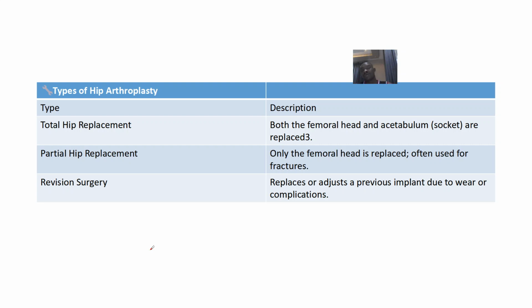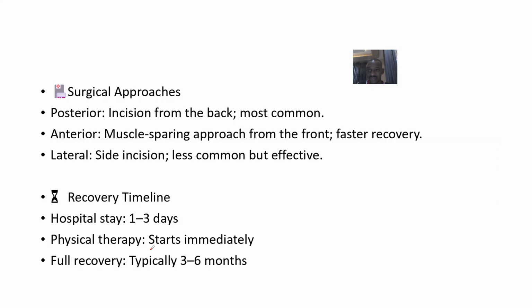Okay, so types: you have the total one, we have the partial one. Then we have the surgeries that could be done again on a hip that was previously operated on. That's a revision surgery. So surgical approach, they can approach from the back, from the front, from the lateral.